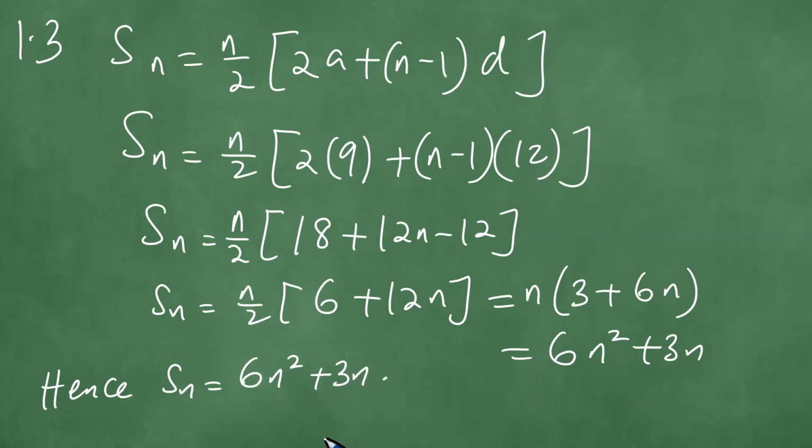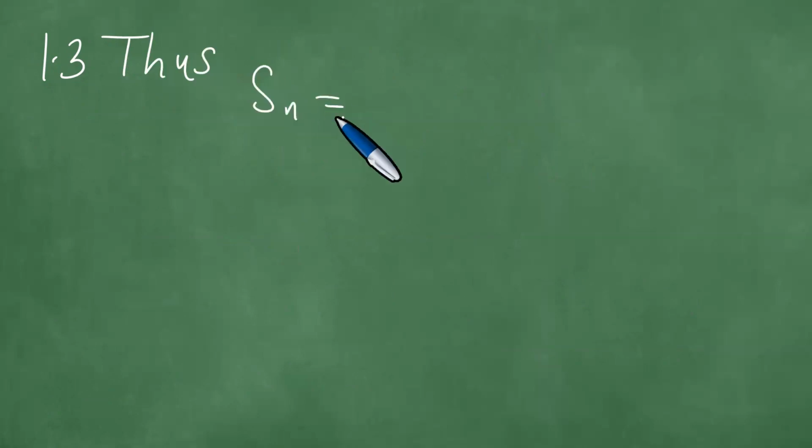Like so. Okay, now we have this answer. And now let's check this. So in other words, in 1.3, we say thus Sn is equal to 6n squared plus 3n.